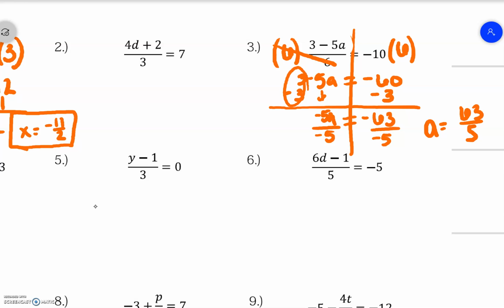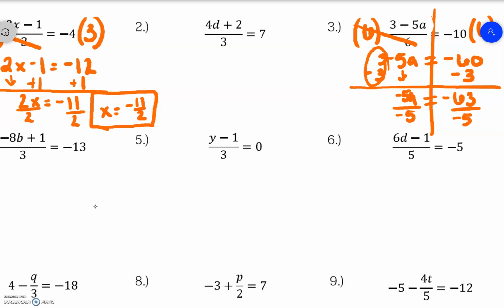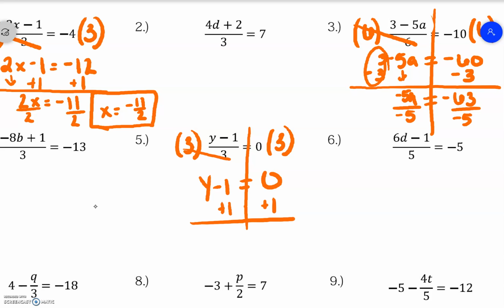We're going to do a couple more together. All right, let's look at number 5. What will be my first step? Right, multiply by 3. Get y minus 1. Bring our equal sign down. 0 times 3 would be 0. What's my second step? Right, we're going to add 1 and bring our y down. We have y equals 1.